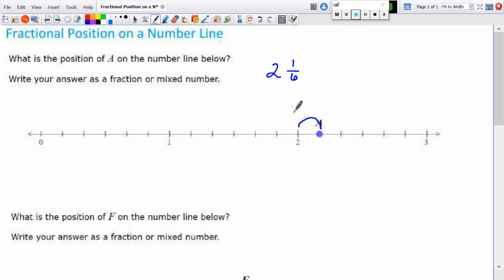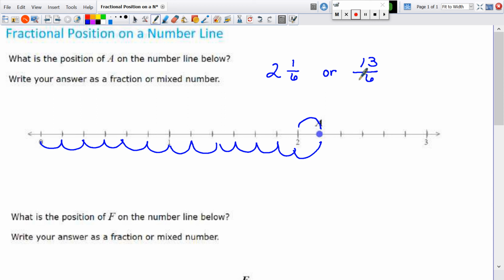Now as an improper fraction, we already know that there are 6 spaces between each number. So on this one, all you do is start at 0 and count how many lines you moved over. So 1, 2, 3, 4, 5, 6, 7, 8, 9, 10, 11, 12, 13. So you can write the answer either way.